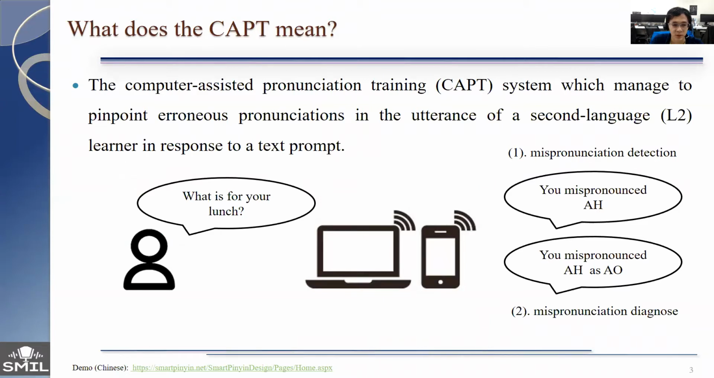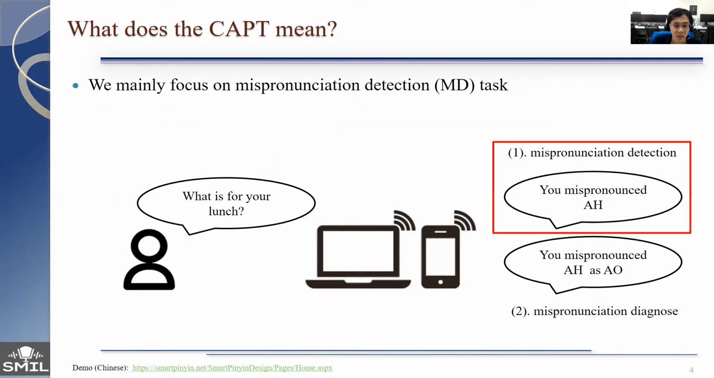This figure shows the scenario for a CAPT system. A user reads the test prompt and says, "What is for your lunch?" with the microphone of a computer or mobile. Then the CAPT system will give feedback on the user's pronunciation to the user. There are two common feedbacks, detection and diagnosis. The former aims to pinpoint erroneous pronunciation, and the latter aims to diagnose how the wrong pronunciation sounds. The main discussion of this paper just focuses on the mispronunciation detection task.